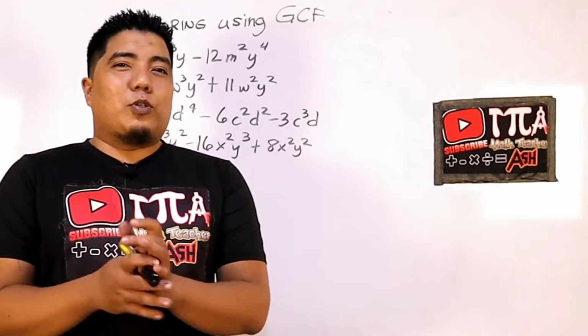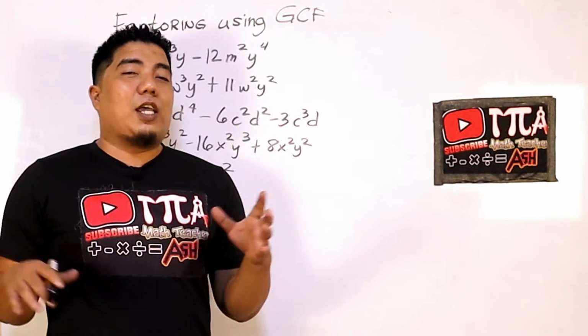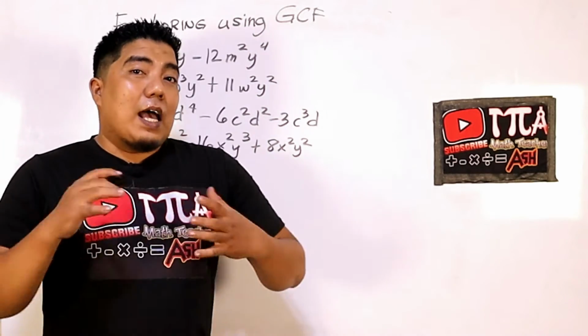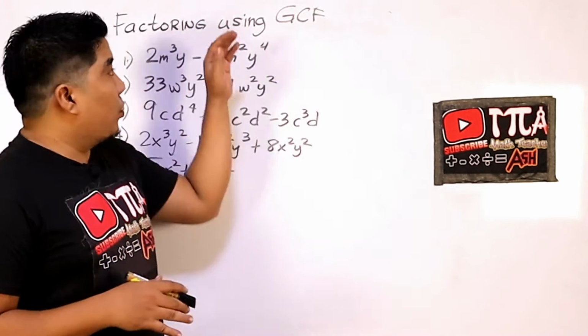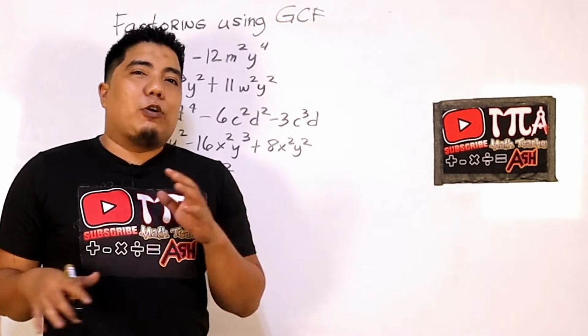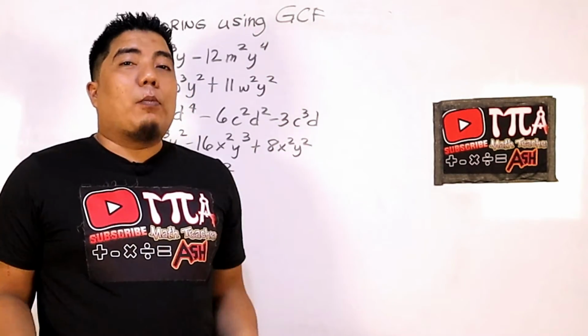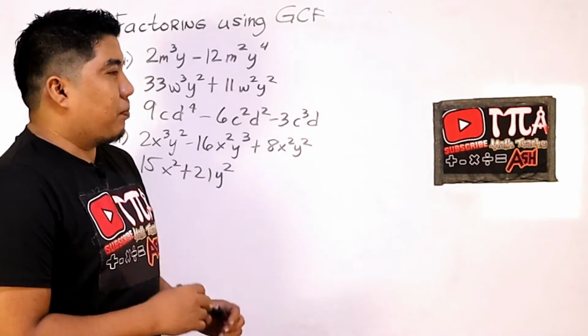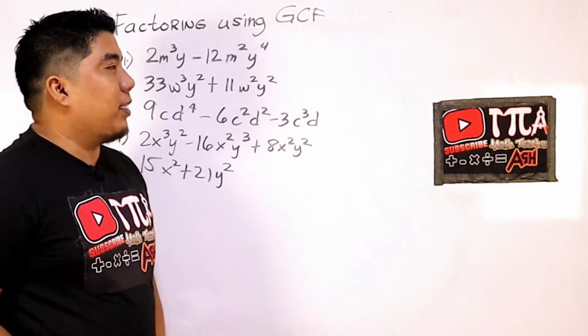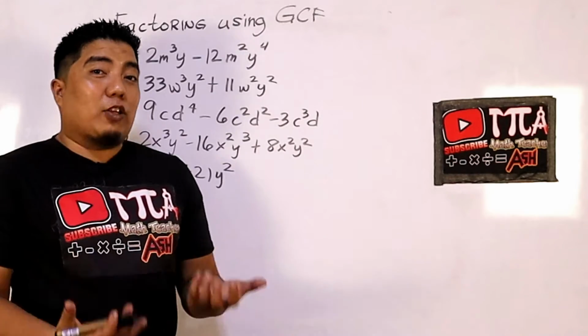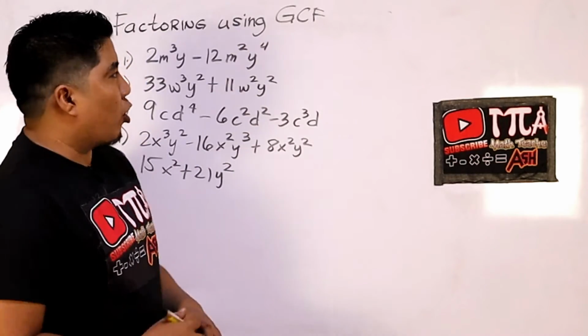Okay, math learners, welcome to another session here in Math Learning with Sir Ash, and today we're going to discuss how to factor polynomials using the greatest common factor. Now, in using the greatest common factor, my dear math learners, this is also known as the Common Monomial Factor. This is part of the lesson in grade 8 as well as in grade 10. Now, we will try to factor this given by using the greatest common factor.